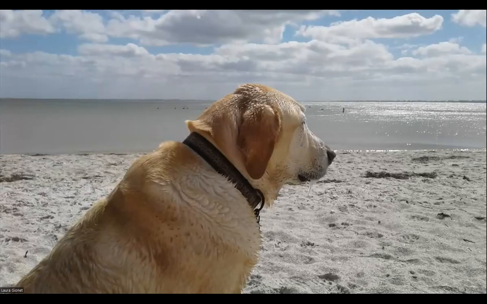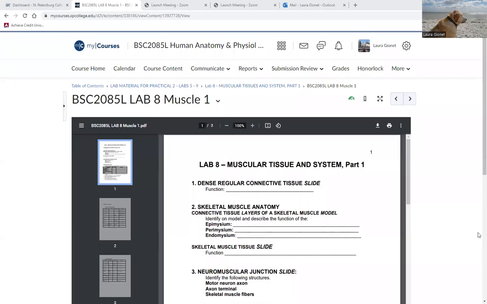Lab 8, muscular tissue and the muscular system. We have two muscle labs. The first one, this one, we're going to look at a lot of the tissues, the microscopic anatomy, and we will start to introduce certain regions of muscles that we're going to be identifying on different muscle models.